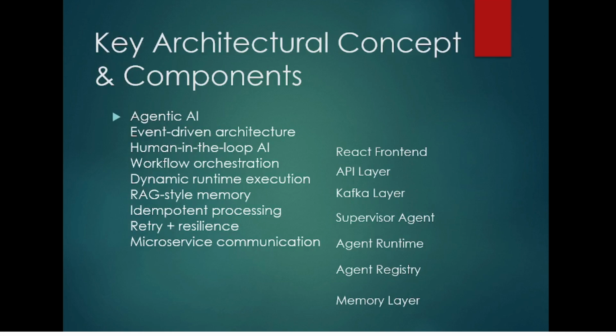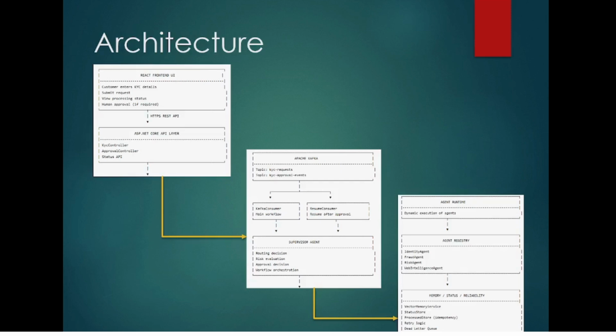In our case, we have a risk agent. We have other agents also, which we will show in the demo. So multiple agents are there, and a memory layer for storing or remembering things. So this is the architecture.